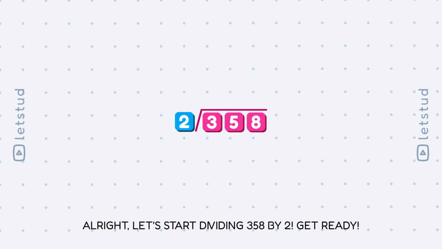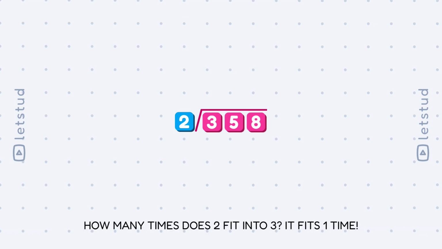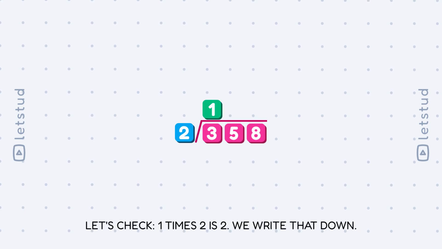Alright, let's start dividing 358 by 2. Get ready. We look at the first digit, 3. We're using just this one digit for now. How many times does 2 fit into 3? It fits 1 time. Let's check: 1 times 2 is 2.